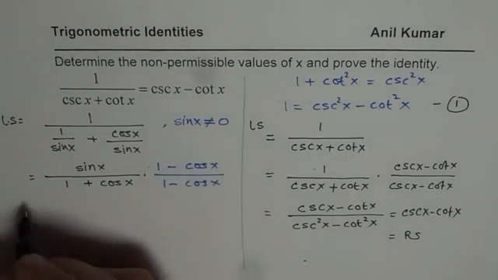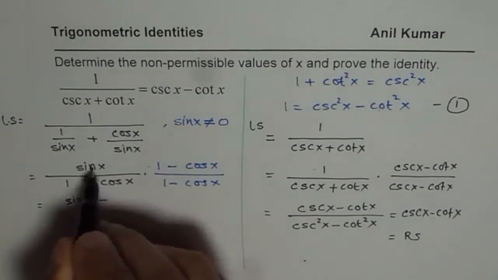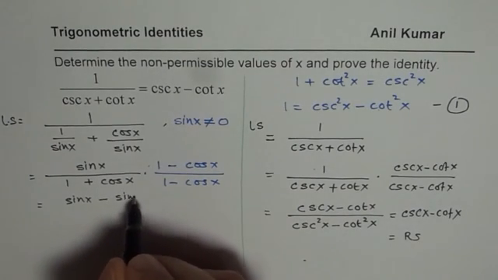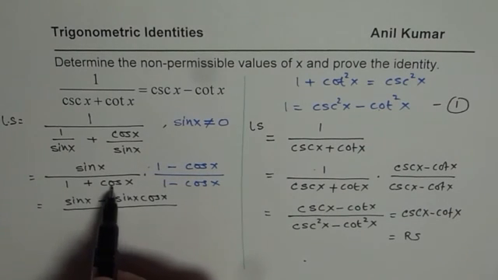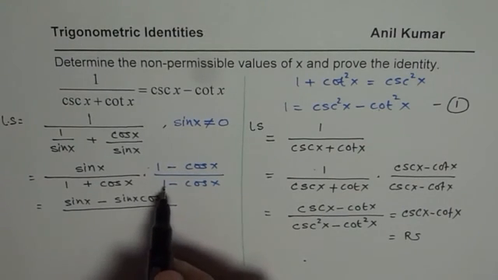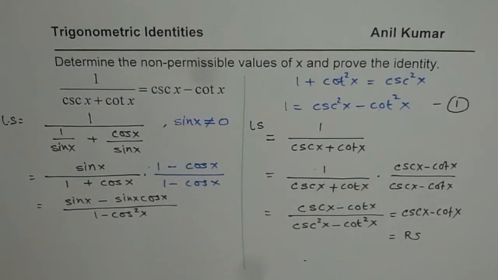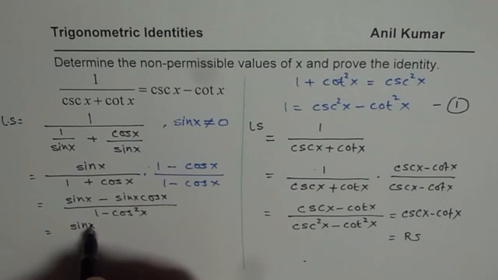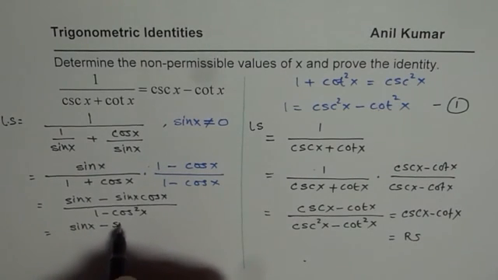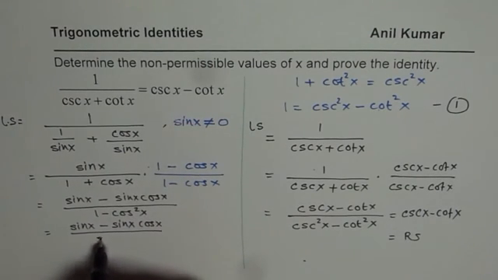So if you do that, then what do you get? You get sine x minus sine x cosine x divided by 1 plus cos x times 1 minus cos x, which will be 1 squared, which is 1, minus cos square x. You get the idea, right? Now what is 1 minus cos square x? It is sine square x. So we could write this as sine x minus sine x cosine x divided by sine square x.